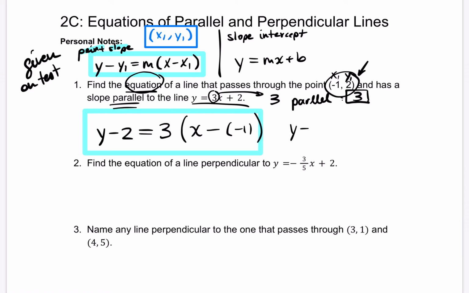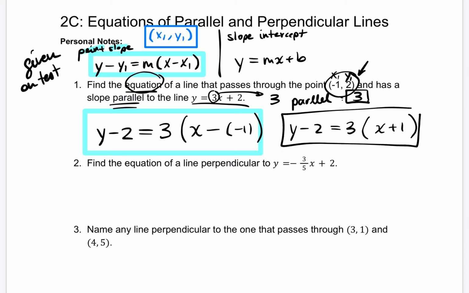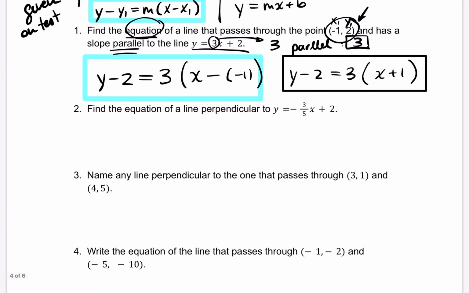I'm going to simplify it just a little bit to make it easier on my eyes, because I've done math for a long time. Minus a negative 1 is plus 1. So here's the point slope form of a line that is parallel to the given line and must pass through the point negative 1, 2. Very cool. You're welcome to simplify this to y equals mx plus b form if it makes you feel any better. It will be y equals 3x plus 5, in case you wanted to know. But it doesn't ask for that. It doesn't ask you to simplify, so you don't have to.